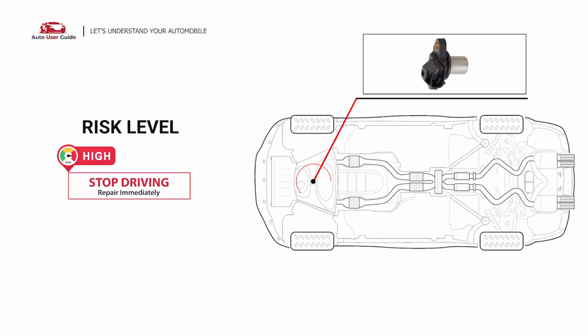This engine code indicates that the engine's control module is receiving inconsistent or out-of-specification voltage readings from the sensor that monitors the camshaft's position. Under this circumstance, stop driving and repair your vehicle immediately.